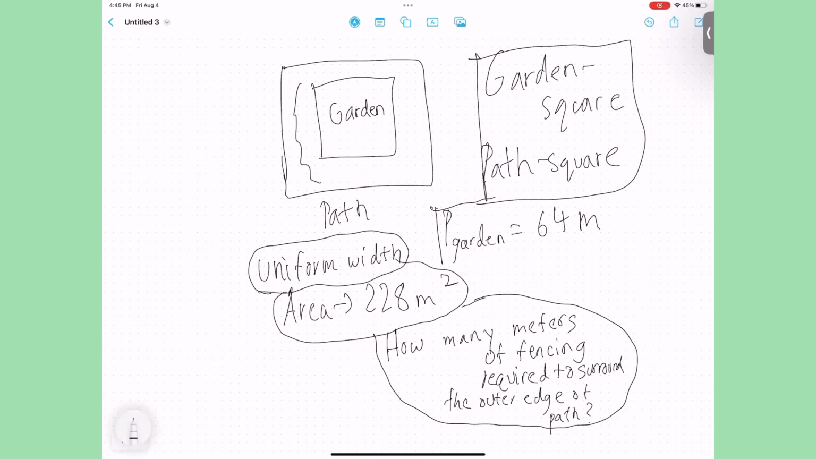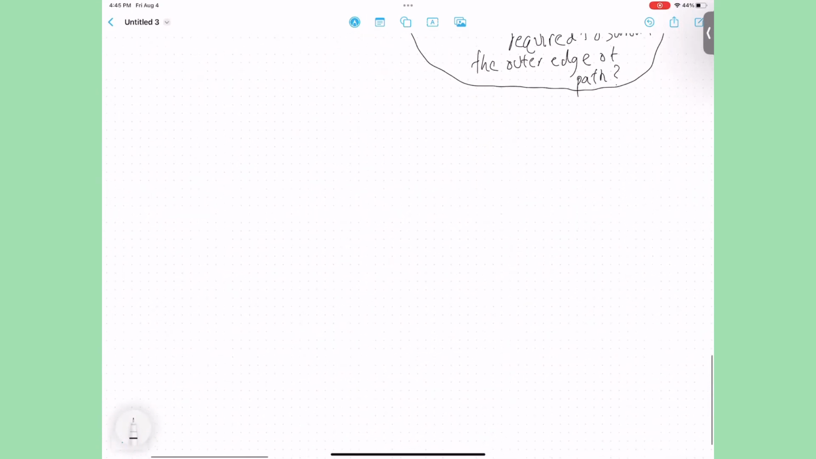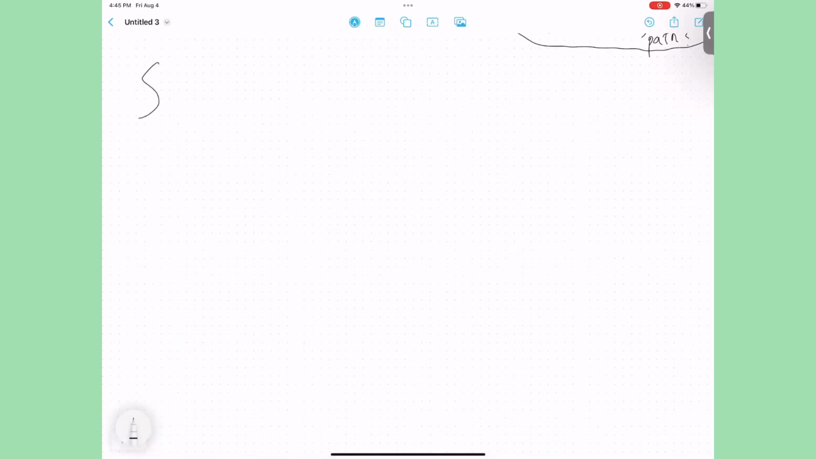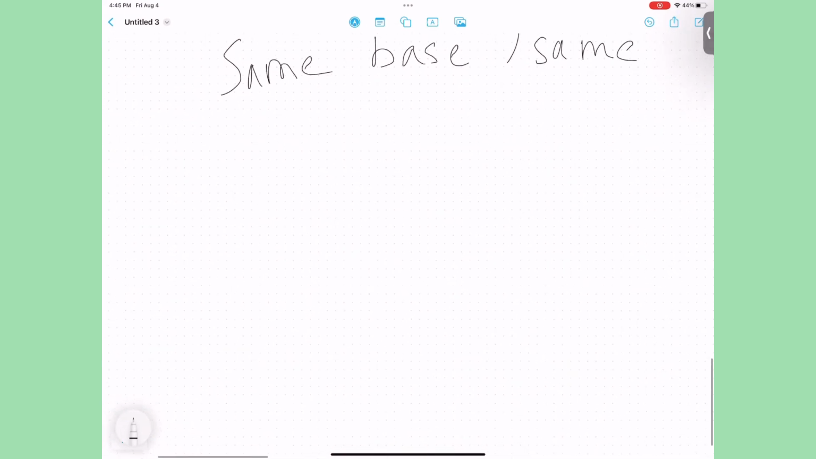This is a slightly more challenging question. Maybe we should revisit this. I have one more concept that I think we should go over, and then we can revisit this problem as a way of ending class. The concept that I have to show you guys is same base, same altitude, and we'll go over multiple cases of each.